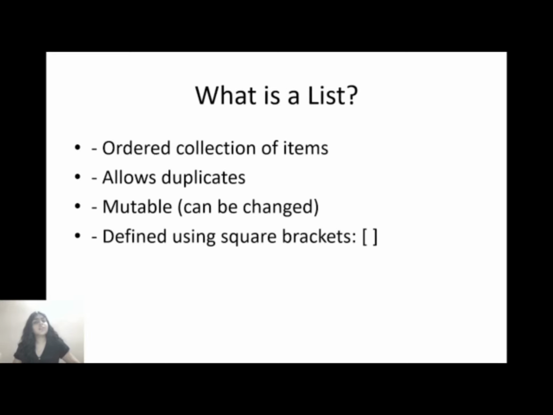So, what is a list? A list is an ordered collection of items. It means the order of elements matters. It can also have duplicate values, and the best part is that they are mutable. So, we can change them anytime, and we define a list using square brackets.